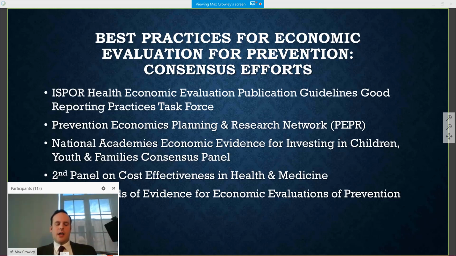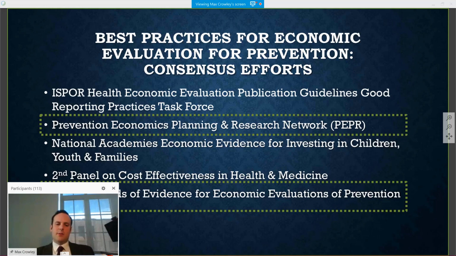In particular, NIH-supported efforts by the Prevention Economics Planning and Research Network, the National Academy's Economic Evidence for Investing in Children, Youth, and Families, the Consensus Panel, the Robert Wood Johnson-supported Second Panel on Cost Effectiveness in Health and Medicine. And what I'm going to focus on particularly today is the Society for Prevention Research's Standards of Evidence for Economic Evaluations of Prevention, most germane to the interests of many of y'all, as well as the office. So with that in mind, I'm going to focus then on the SPR standards.